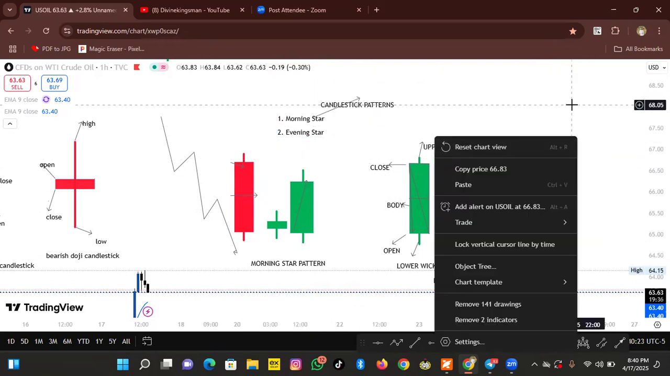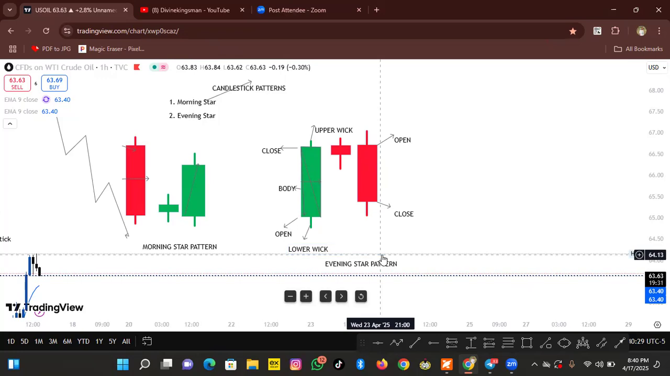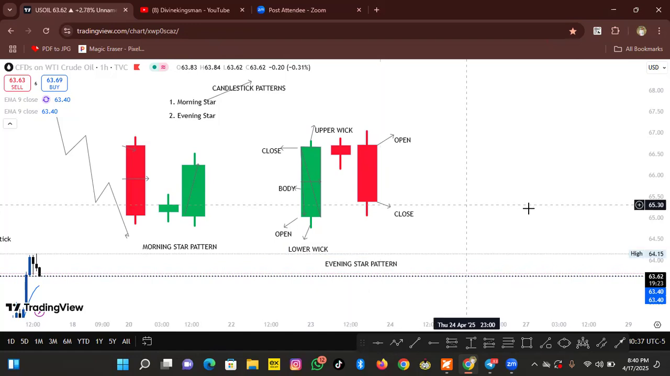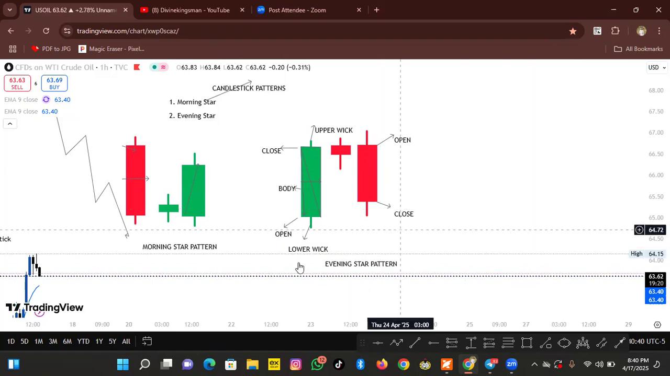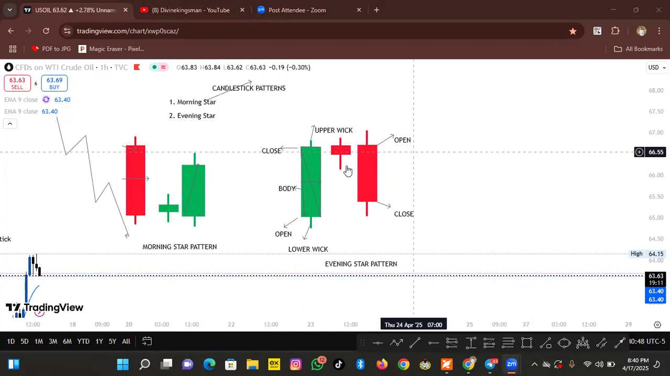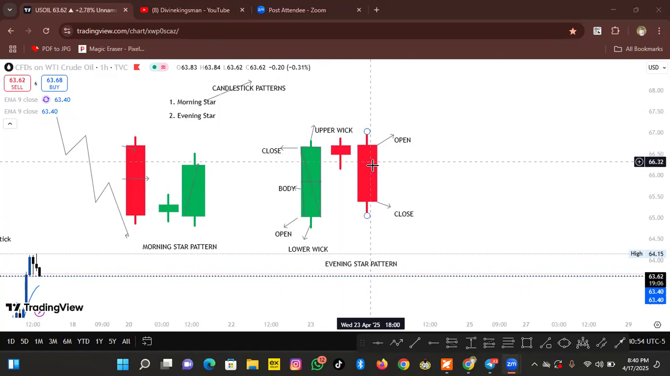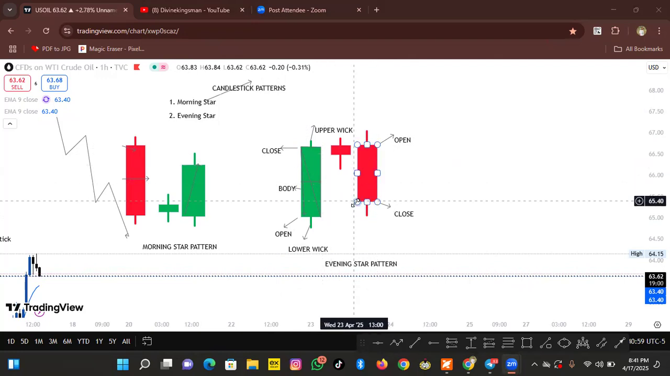Same thing with the evening star. The evening star is the bearish version of the morning star. It's a bearish reversal pattern that occurs at the top of an uptrend. It consists of 3 candles. The first one is a bullish candle. The second can be either bearish or bullish, and the third has to be a bearish candle, and it has to close at least at the midpoint or below the midpoint of the first candle.